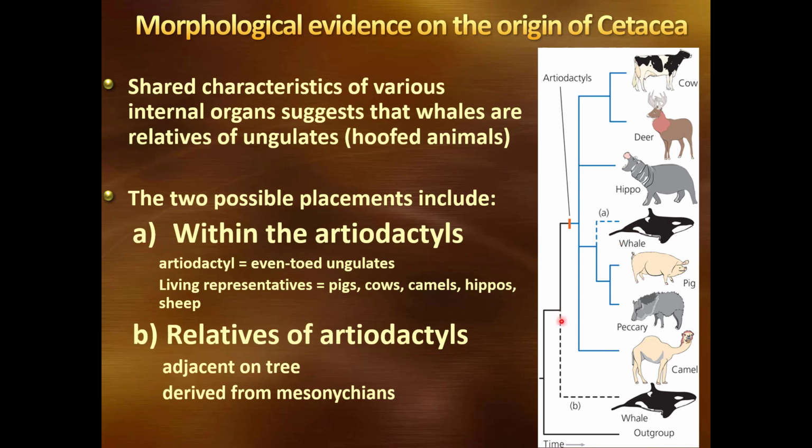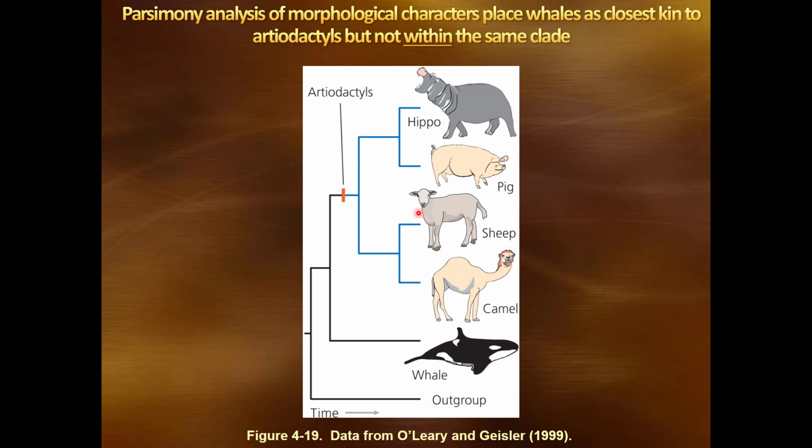If I look down here, this other dotted line, I can see that this places the whales outside of the artiodactyl group. So it places them as a relative to the artiodactyls, but not within the artiodactyls. And so that has been a question for many years, where we should be placing the whales on this particular tree. Now, if we look at just parsimony analysis of placing whales as the closest kin to artiodactyls, parsimony analysis on many morphological characters place the whales here. So it places them outside the artiodactyl group, not within the artiodactyl group.